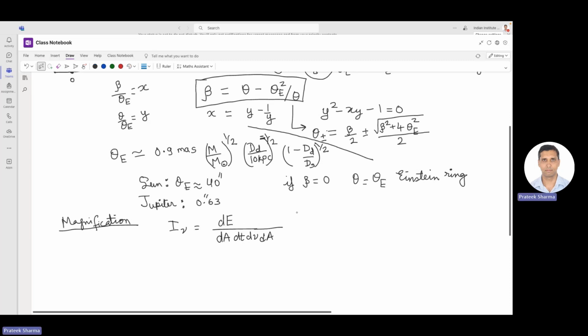So if you have an area of an emitter or any area, and radiation is crossing it in this particular solid angle, with n hat, dS the area vector, and this the direction of the ray that you're considering, it is dE by dA dt d nu d omega. D omega is the small solid angle. Specific intensity, if you don't have emission or absorption or scattering, is conserved along a ray. In gravitational lensing, you are bending the light, but you don't have any emission or absorption. So specific intensity along a ray is conserved.